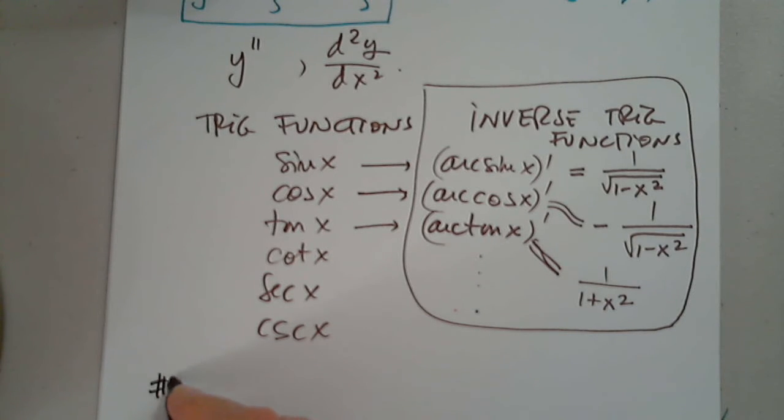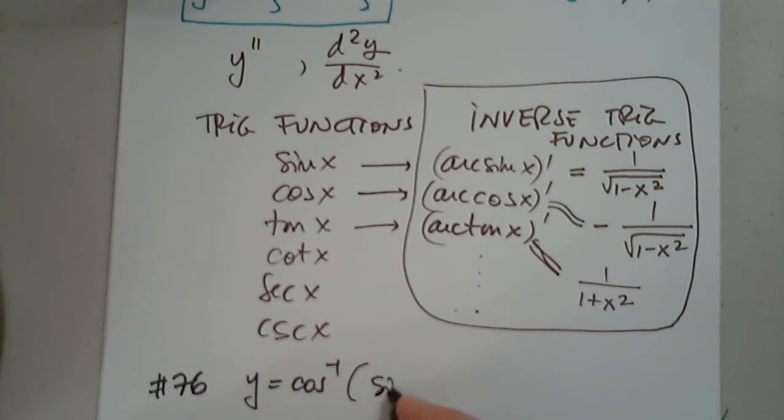76. 76 is y equals arc cosine, or cosine inverse, the same thing, of sine inverse of t. Perfect. Very good pick.